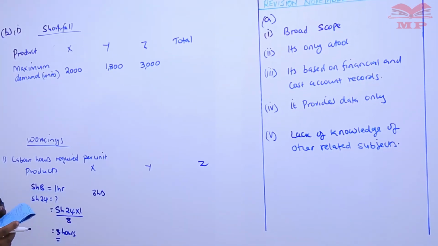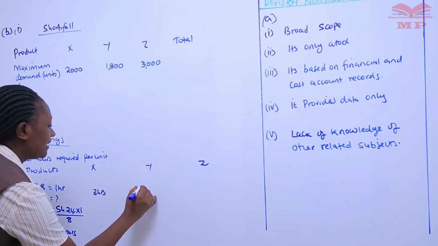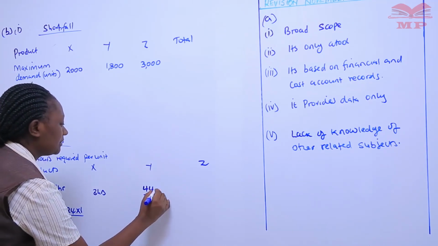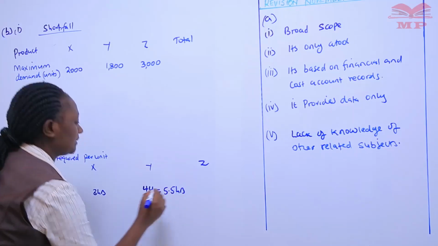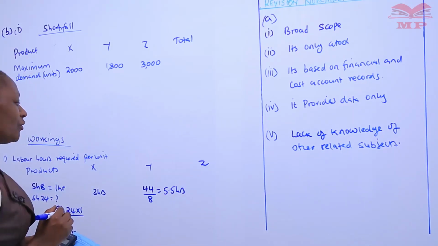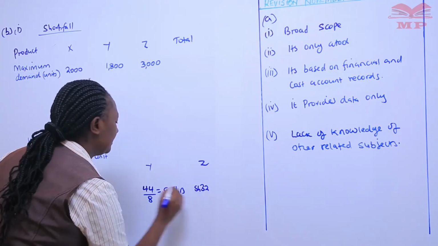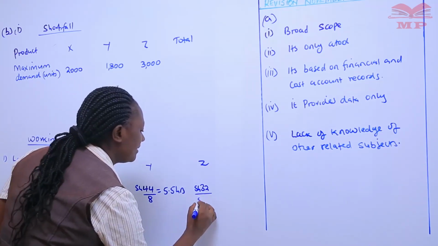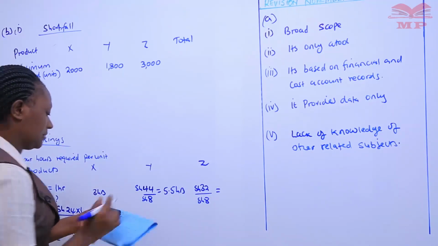In the question, 44 shillings were paid for production of Y. So if 8 shillings is being paid for each hour and 44 was paid, then how many hours were used in the production of product Y? We are taking 44 divided by 8, and this will give us 5.5 hours. For Z, 32 was paid at 8 shillings per hour, so we divide 32 by 8. This is 4 hours.